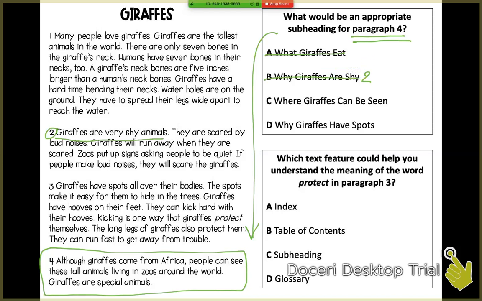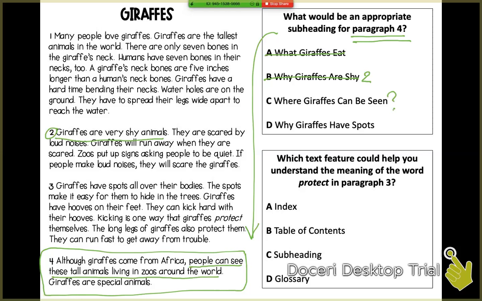All right, C says, where can giraffes be seen? So that means like, where can you go to see a giraffe? Where can I see a giraffe somewhere? And yeah, I think that introduces what's coming up in this paragraph. It says that even though they live in Africa, they come from Africa, people can see these tall animals living in zoos around the world. So I think that might fit that paragraph. That might be a good subheading to introduce to me that paragraph.